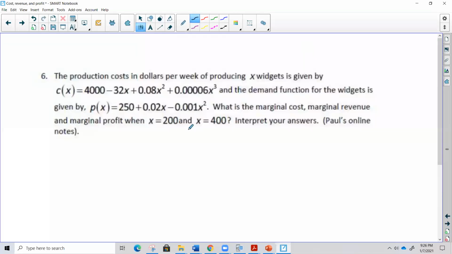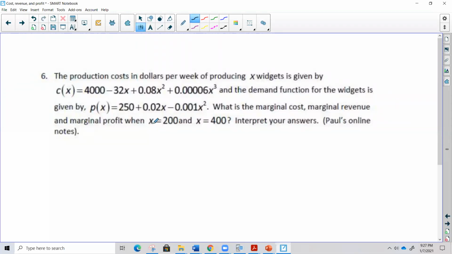So in this video, I'm going to continue doing examples of cost revenue problems. This problem says the production costs in dollars per week of producing x widgets is given by the C of x formula. And the demand function for the widgets is given by P of x. So this is my demand equation. What is the marginal cost, the marginal revenue, and the marginal profit at x equals 200 and x equals 400?